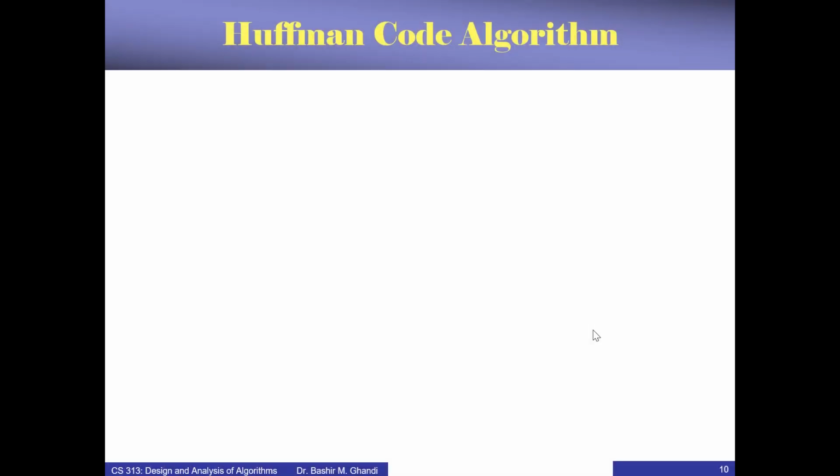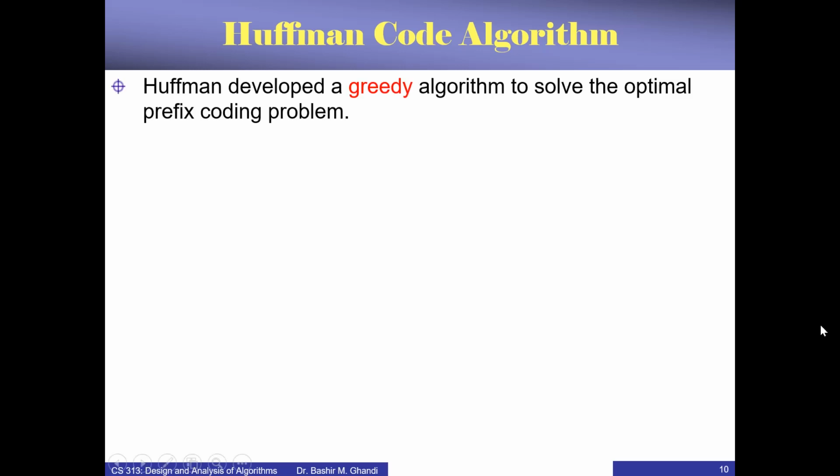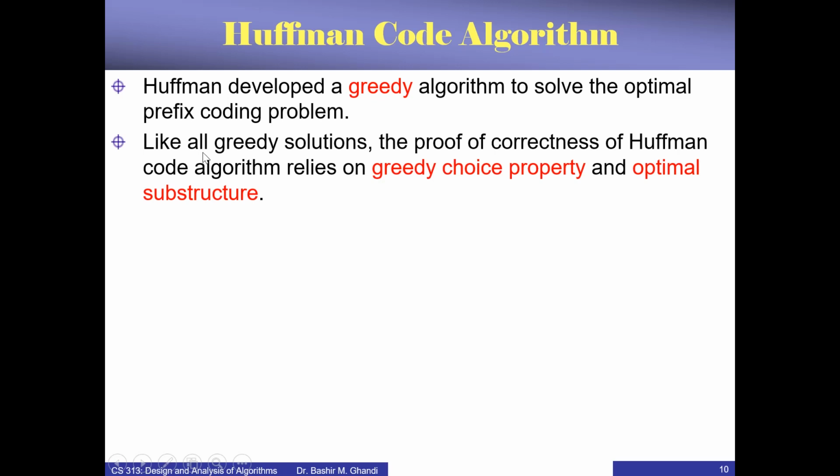All right, the Huffman code algorithm. Now, Huffman developed a greedy algorithm that solved the optimal prefix encoding problem. Like all greedy solutions, the proof of correctness of the Huffman code algorithm relies on two things. One, the greedy choice property. Does the Huffman code algorithm have the greedy choice property, and is that greedy choice property safe? The second part is, does it have optimal substructure? Remember, optimal substructure means the optimal solution to a problem contains within it optimal solutions to subproblems. This is what we're going to prove later.